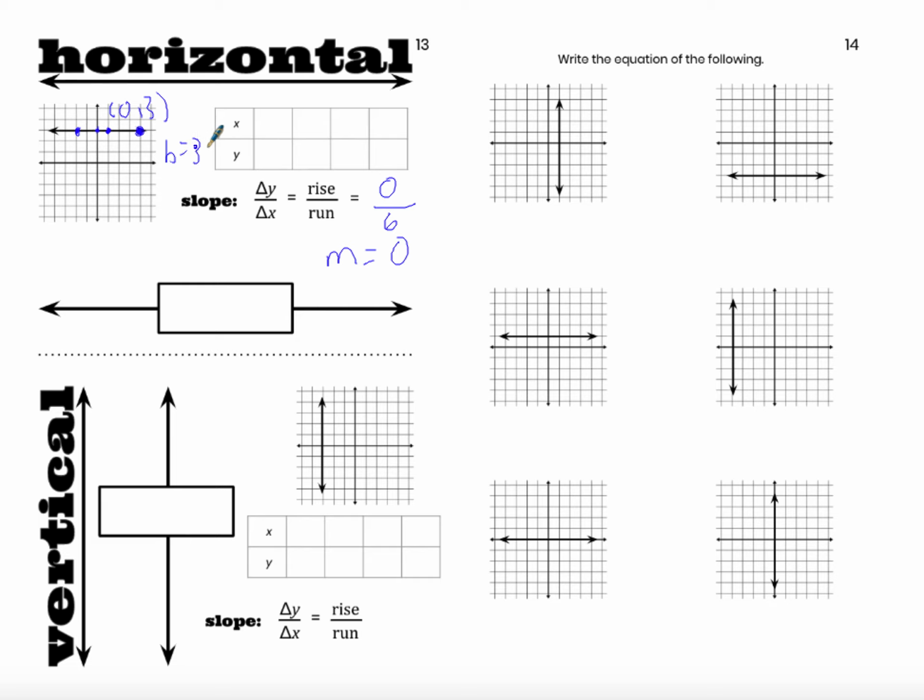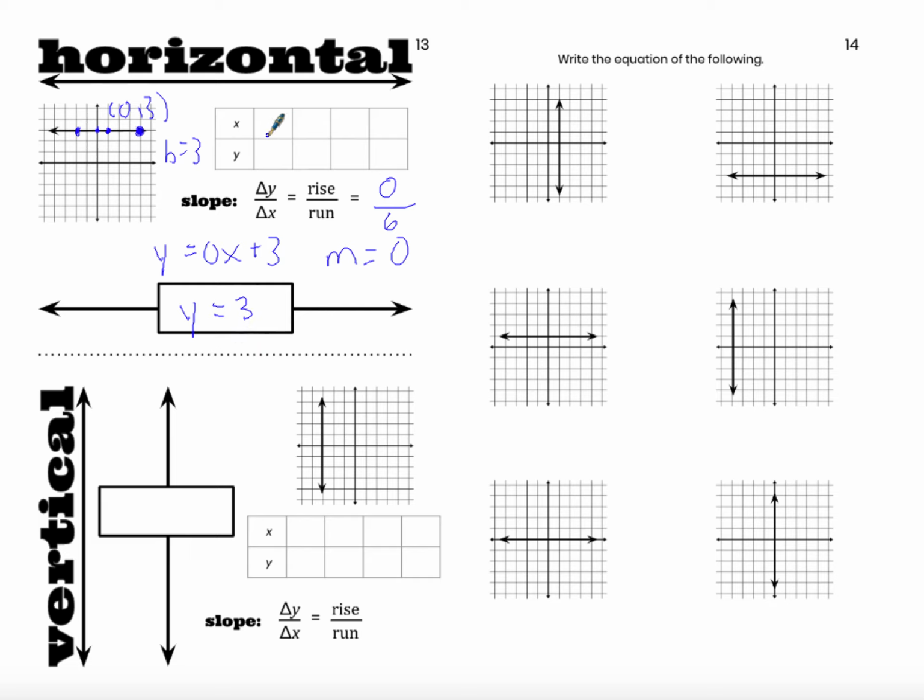So for this particular horizontal line, I have an equation of y equals mx, 0x, plus b, where b is 3. Because 0 times anything is just 0, I don't have to write that term, and the equation of this line is just y equals 3.